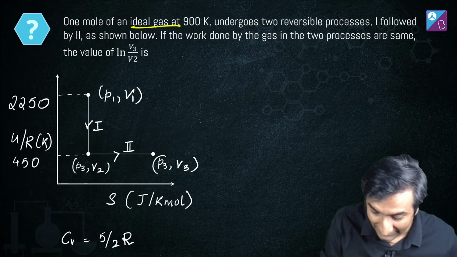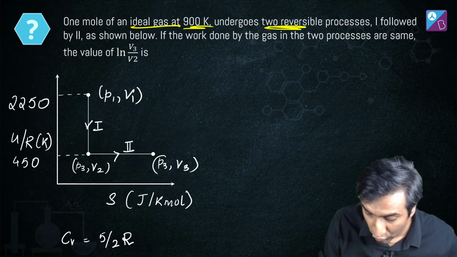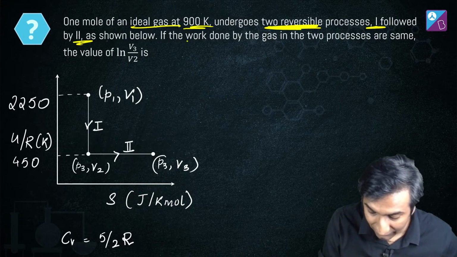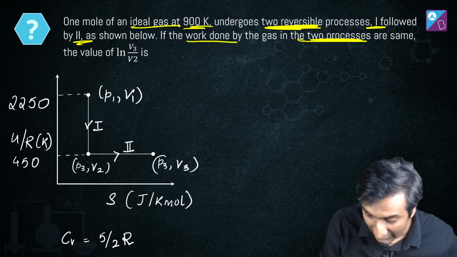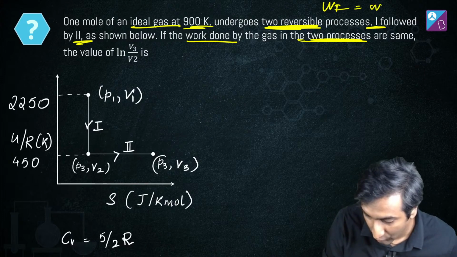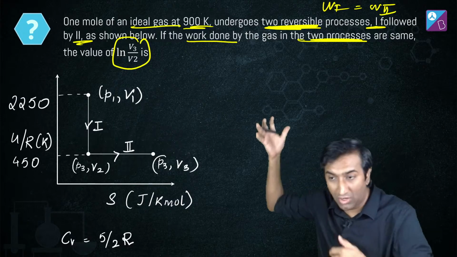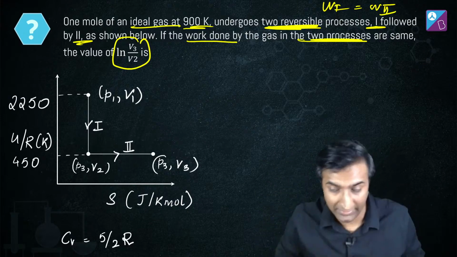One mole of an ideal gas is at 900 Kelvin. It undergoes 2 reversible processes, 1 followed by 2. If work done by the gas in the 2 processes is the same, so W1 equal to W2, chalo, value of ln V3 by V2 क्या है? You guys solve. I'll explain to Madhav what he's asking and I'll give him an idea.